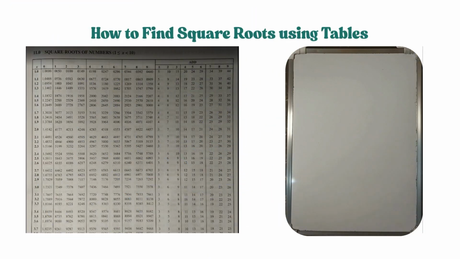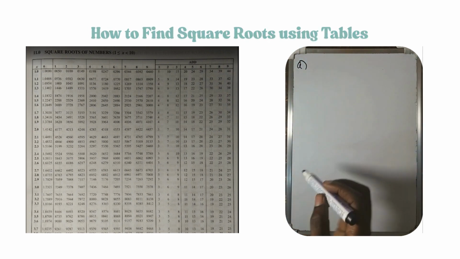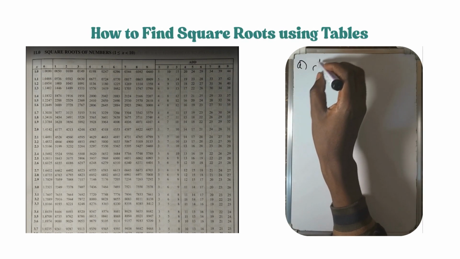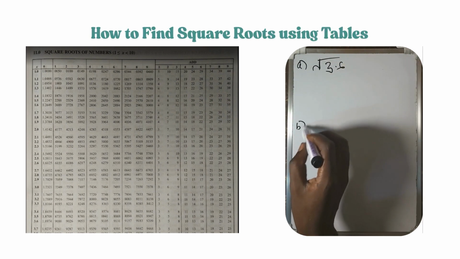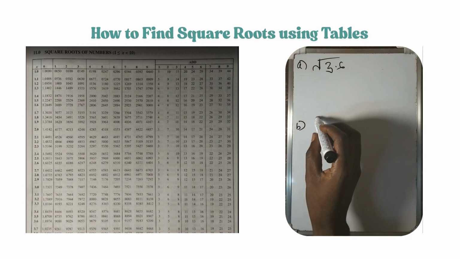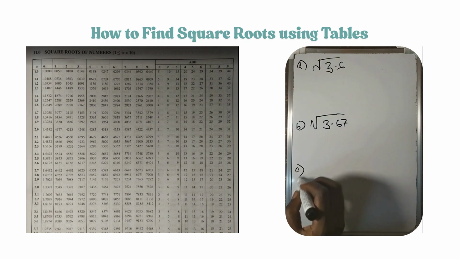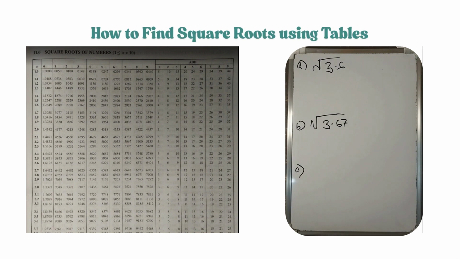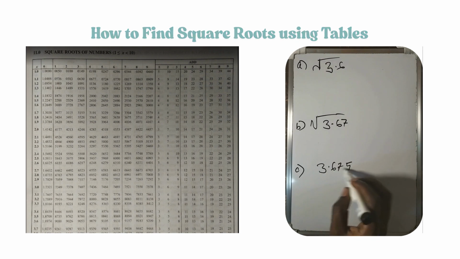So let's try now to find the square root from the mathematical tables. Let's start with the simplest. A. Let's find the square root of 3.6. And B. Let's find the square root of 3.67. And C. Let's find the square root of 3.675.